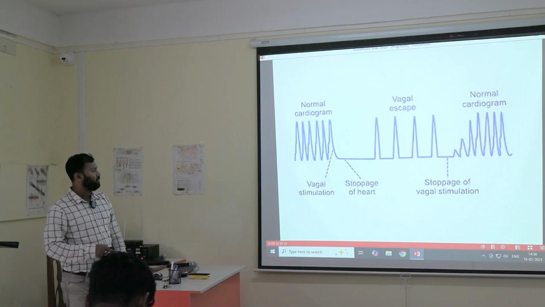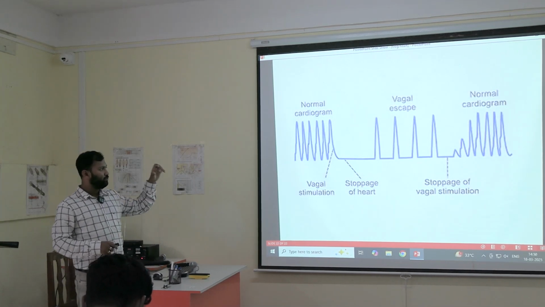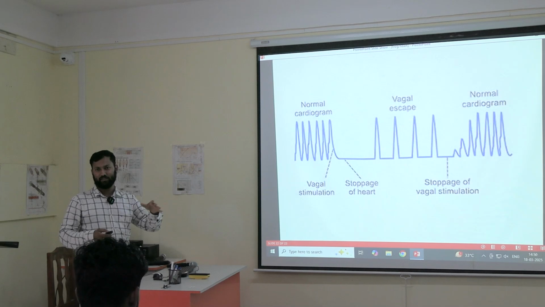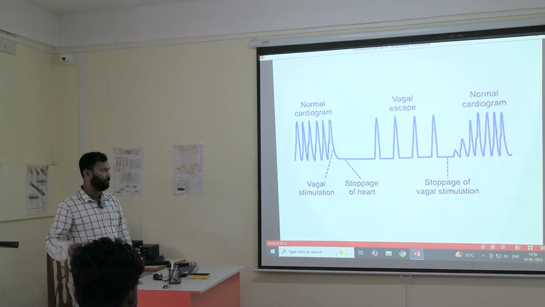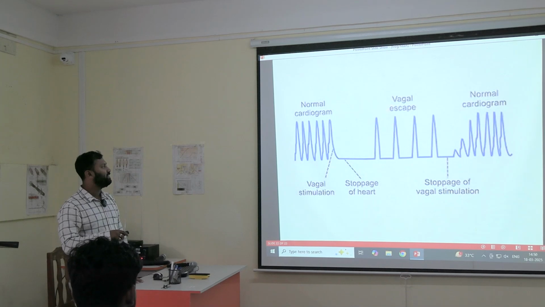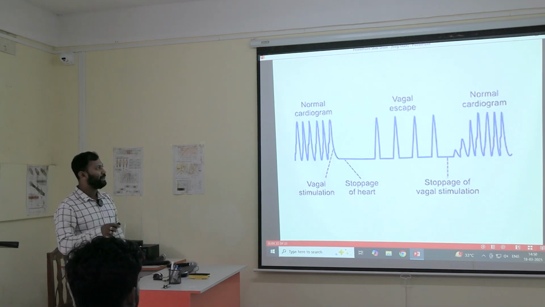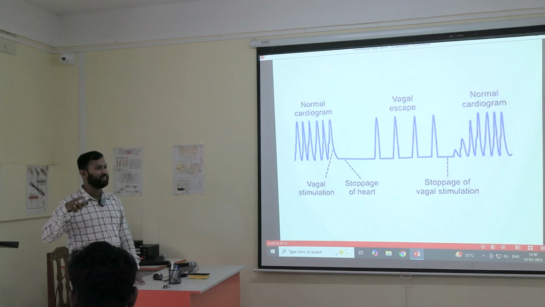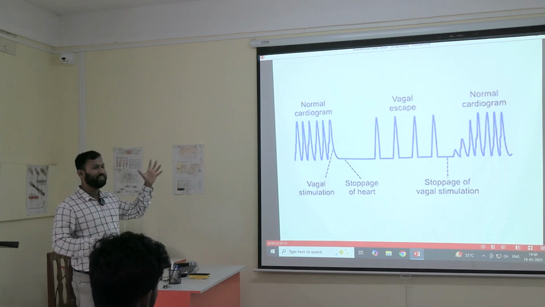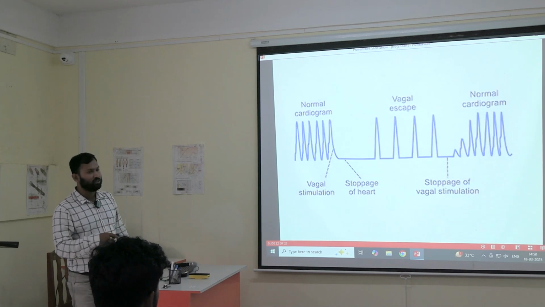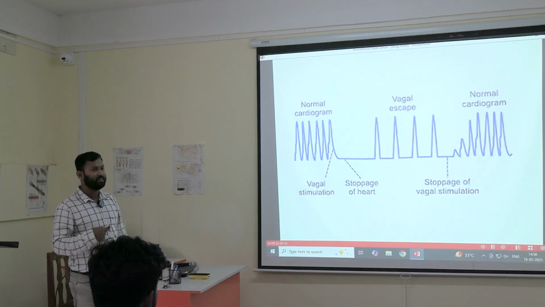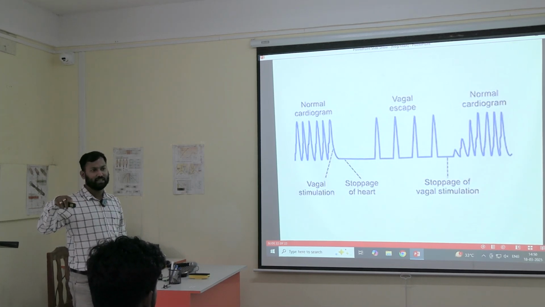Now after that, we are not stopping the stimulation, we are continuously giving stimulation to the vagus nerve. But after that, what we can see is vagal escape. In spite of giving vagal stimulation, there is some cardiac contractility. The heart is beating at some interval, though it is not as much as a normal cardiogram, but there is some beating of the heart.